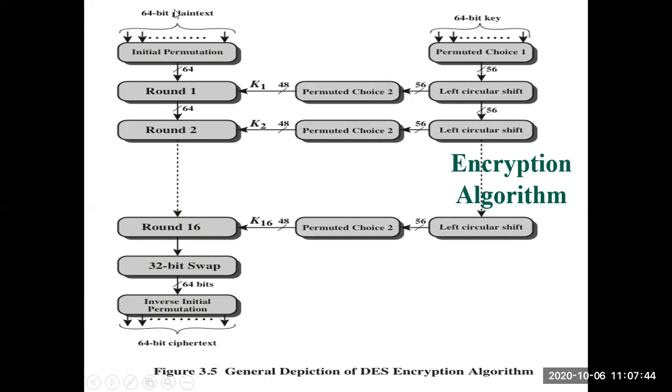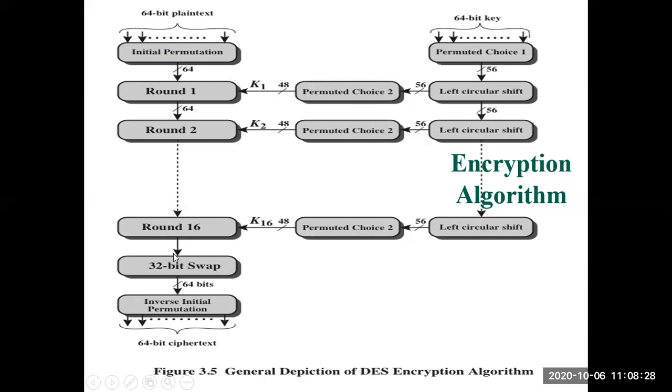rounds. So initially the 64-bit plain text will be passed through an initial permutation where you are just shuffling the 64 bits, and after shuffling you will send it to round 1. Here in round 1 you apply the round 1 function and the round 1 key K1. The output of round 1 will be sent to round 2 after a swap operation. The swap is not shown separately, it is included. So after a swap, when it goes to round 2, we apply the function and the key for round 2.